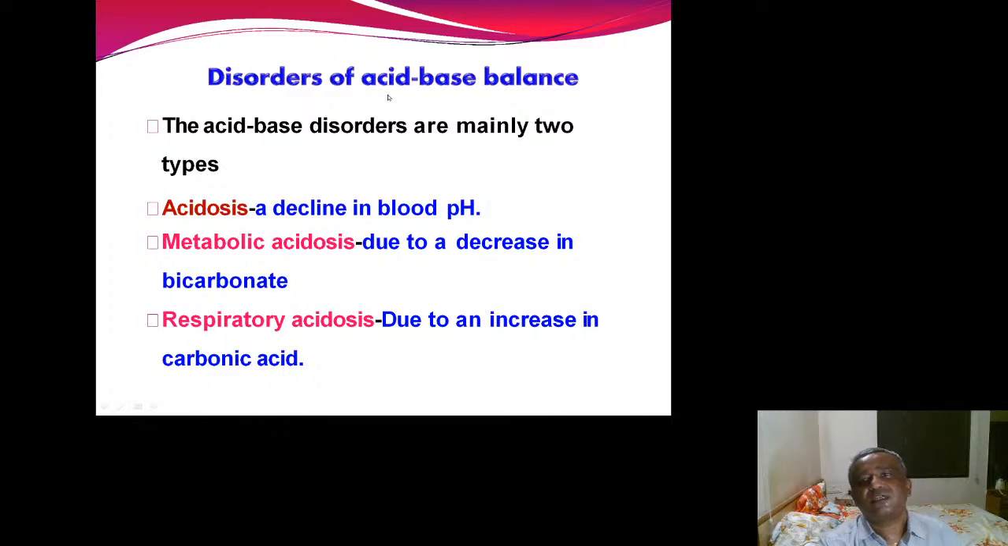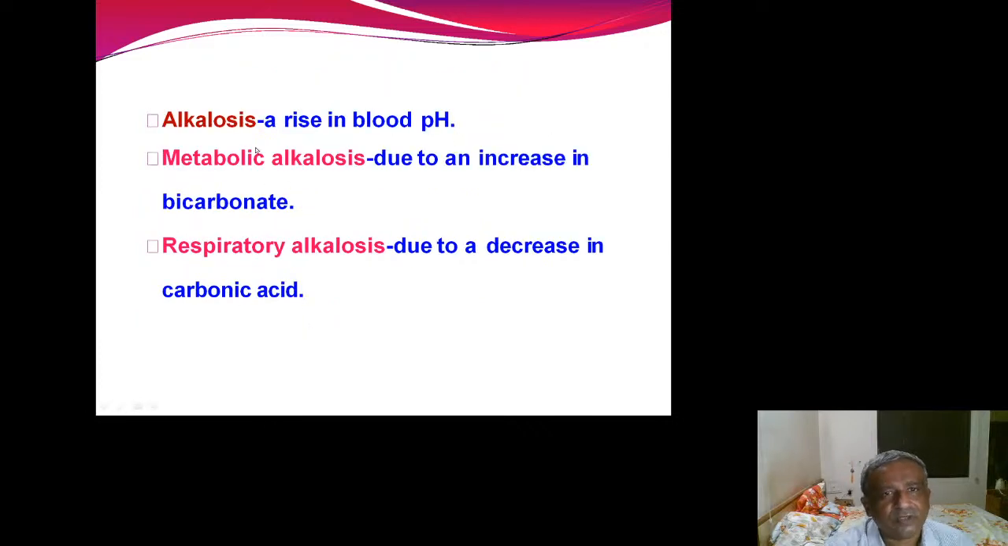So, disorders of the acid-base balance. The acid-base disorders are mainly of two types: acidosis, that is more acid, decline in pH, and alkalosis. The acidosis can again be divided into two types: the metabolic acidosis due to decrease in the bicarbonate, or respiratory acidosis due to increase in the carbonic acid. So either a fall in the bicarbonate by some metabolic causes or a rise in the CO2, in turn increasing the carbonic acid, causes the acidosis, the metabolic acidosis or respiratory acidosis.